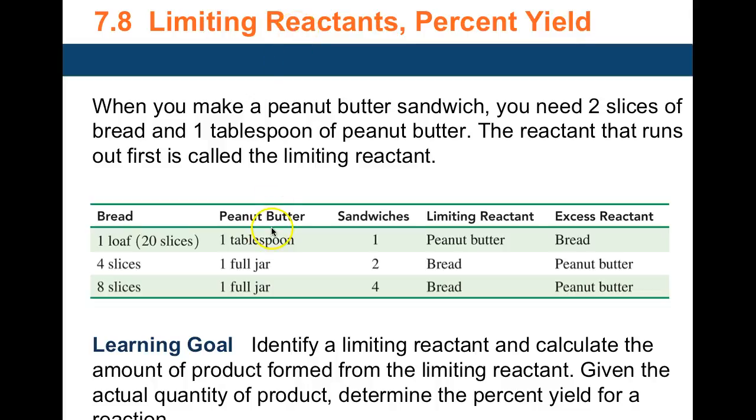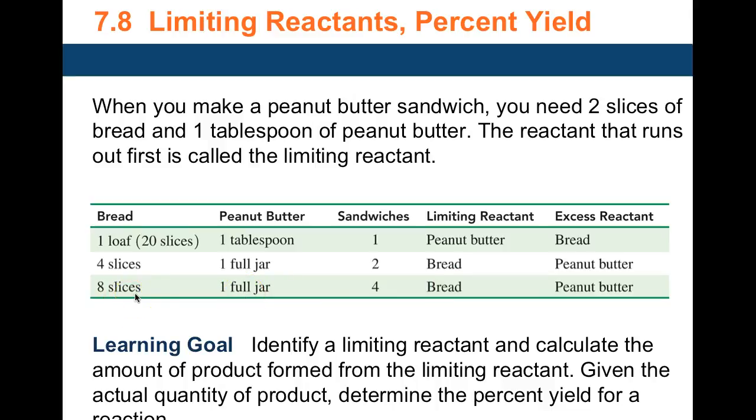So you can use any ordinary example, like here, if you have one loaf, 20 slices, 1 tablespoon of peanut butter, you can only get one sandwich, even though you have 20 slices of bread, all right? Because the limiting reactant is your peanut butter, okay? The excess is the bread. But if you had 4 slices and a full jar of peanut butter, now the bread becomes the limiting reactant, all right? On the other hand, if you had 8 slices and a full jar of peanut butter, it's still the bread, all right? You have more peanut butter than you have bread, all right?